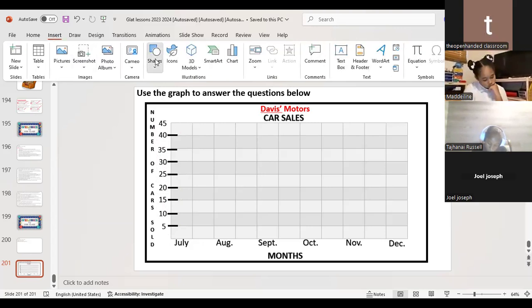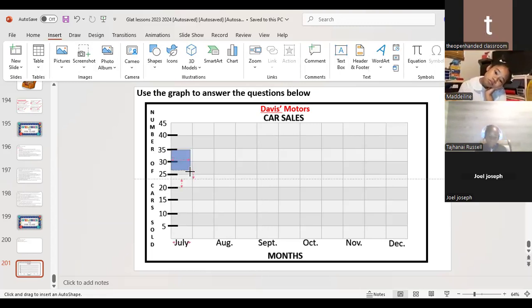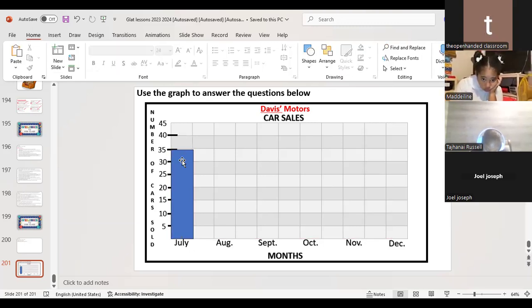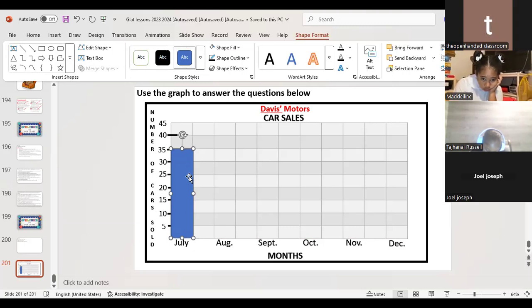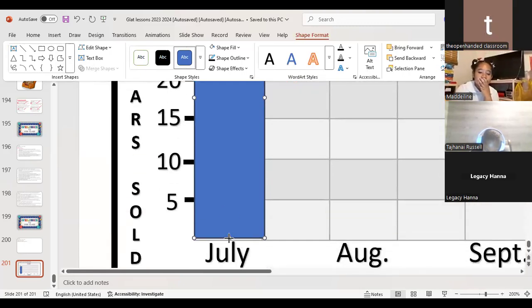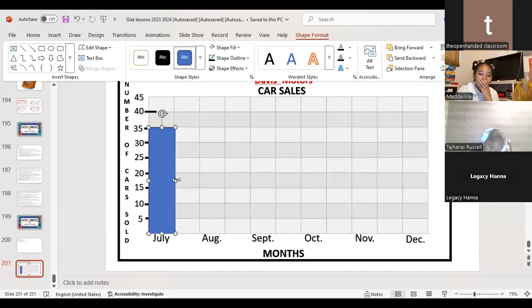So the first one is going to be at 35. Let's do this right now. Mine's actually going pretty well, honestly. Could be going worse. Who else is going pretty well?